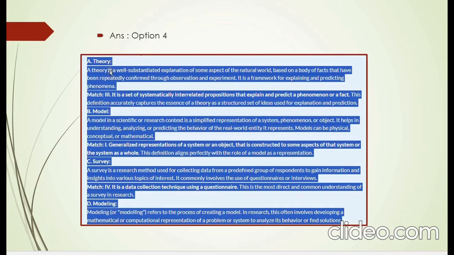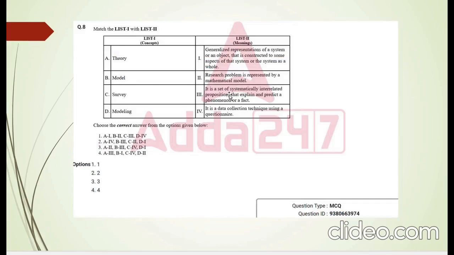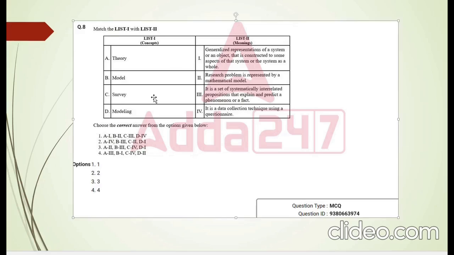So the first option is matched to 3. Theory is a set of systematically interrelated propositions that explain and predict a phenomenon or a fact. B is 1. Model is a generalized representation of a system or an object that is constructed to represent some aspects of that system or the system as a whole.